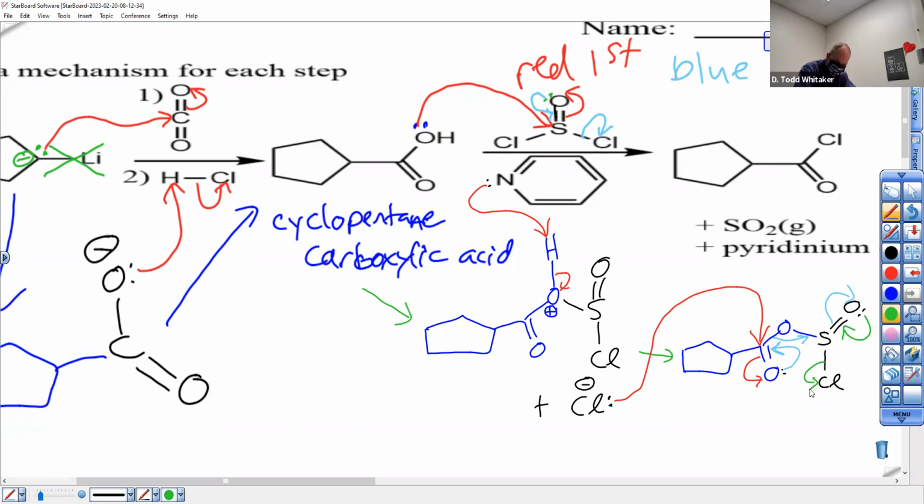Then the pi is reforming and kicking something off. And then I did it again. Broke a pi before a sigma. Lone pair came back, regenerated a double bond, and kicked off. Kind of a theme. And there you have it. And this is an acid halide.